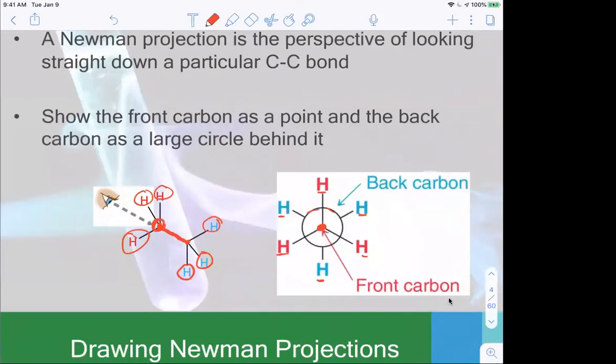This is really hard to do not in person. So the best way you can look at this is actually to build a model.